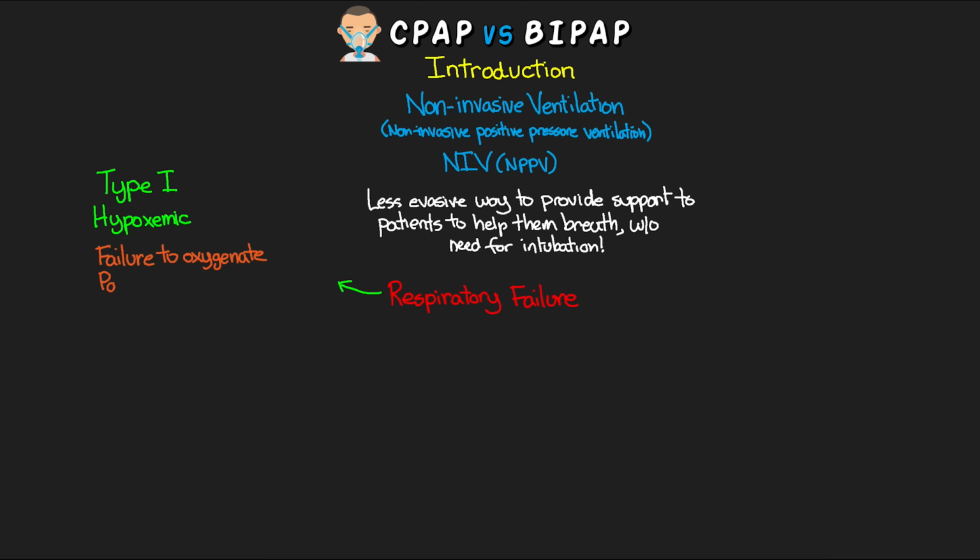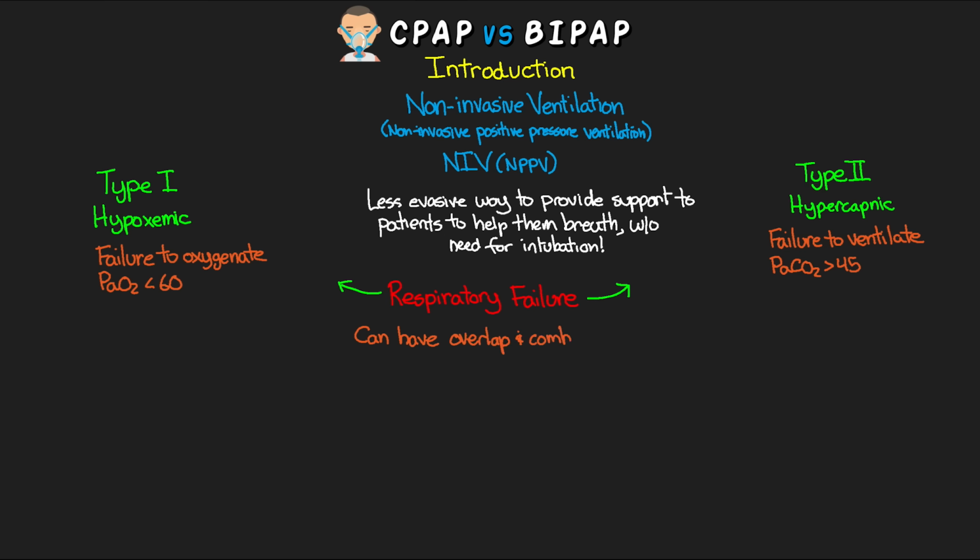And this one is really defined as having a PaO2 of less than 60. The other type of respiratory failure that our patients can have is what we call type 2, or hypercapnic respiratory failure. And for this one, we can think of it as a failure to exchange or remove carbon dioxide, thus a failure to ventilate. And ultimately, this is going to be defined as having a PaCO2 greater than 45. Now, important here is we can have overlap and combination of both of these types.